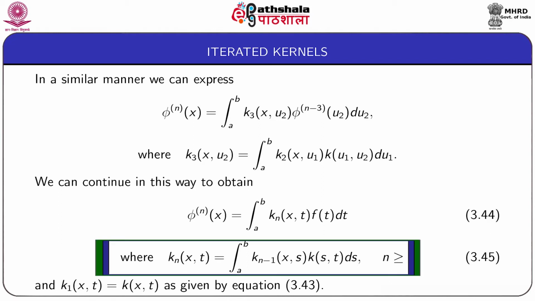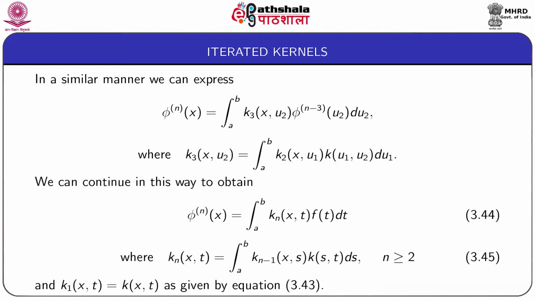Here kn xt is the integral from a to b kn minus 1 xs into kst ds for n greater than or equal to 2, as given by equation 3.45, and k1 xt is our kernel kxt as given by equation 3.43.